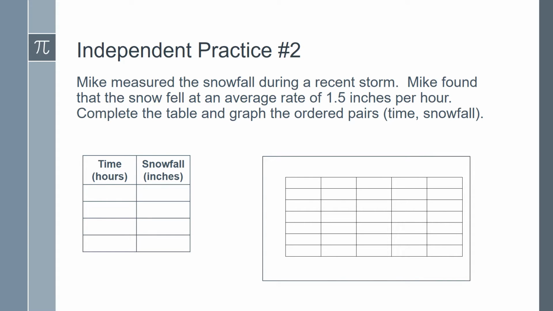Independent practice number 2. Mike measured the snowfall during a recent storm. Mike found that the snow fell at an average rate of 1.5 inches per hour. Complete the table and graph the ordered pairs, with time on the x-axis and snowfall on the y-axis. Now is a good time to pause this video and work on this problem if you have not done so already.